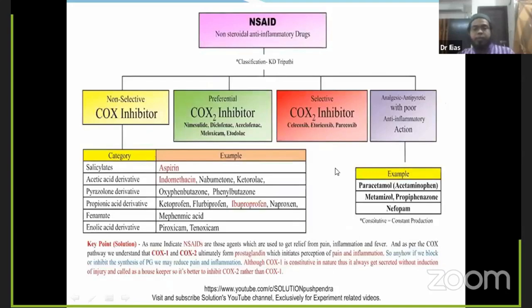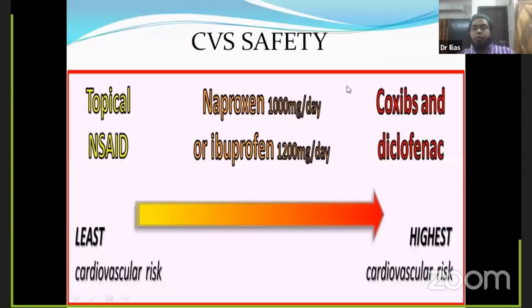Okay. So you see, this is a very basic classification of the NSAIDs. I'm not going to discuss these things because you studied all of this. You see which is the safer NSAID for cardiovascular disease. Mostly, a topical NSAID, if it can be prescribed to the patient, is far safer for cardiovascular system safety. But among all other NSAIDs, whenever it should be prescribed orally or in parenteral form, naproxen and ibuprofen are safer NSAIDs. So these will have less side effect on the cardiovascular system.